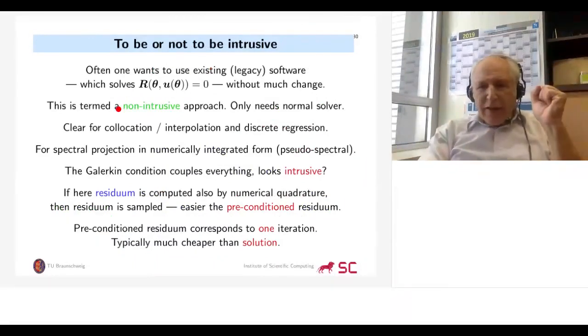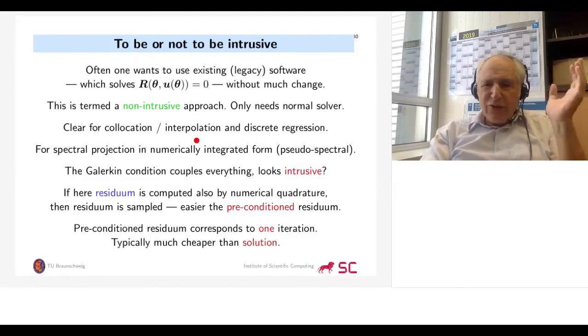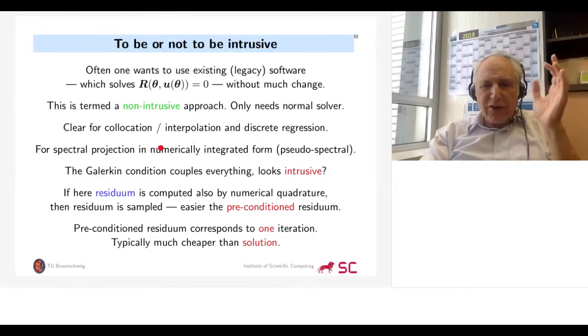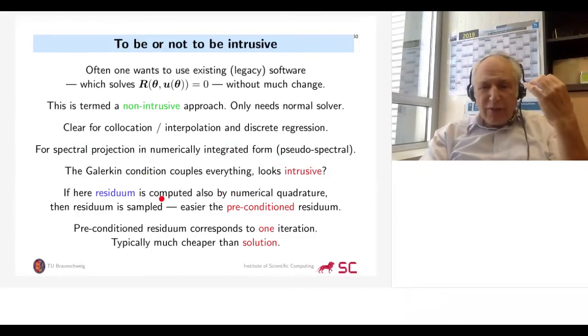Typically, you want to use your existing legacy software to solve this. You have a finite element program, you want to use it. This is termed a non-intrusive approach. It only needs your normal solver. And this is clear for collocation, interpolation, and discrete regression. It's also clear for spectral projection in the numerically integrated form, the pseudo-spectral projection. The only question comes up with Galerkin, but it can be done with Galerkin also if we sample the residuum.